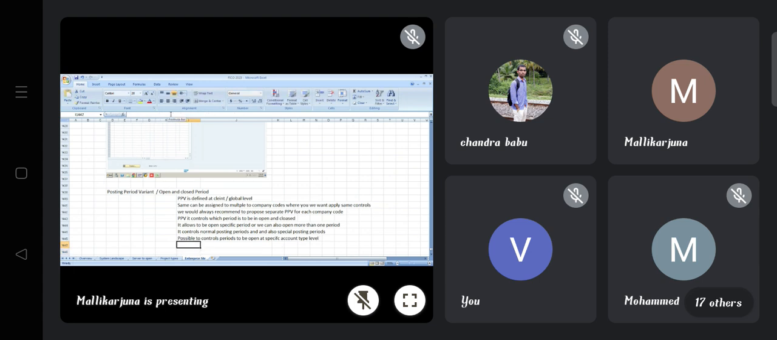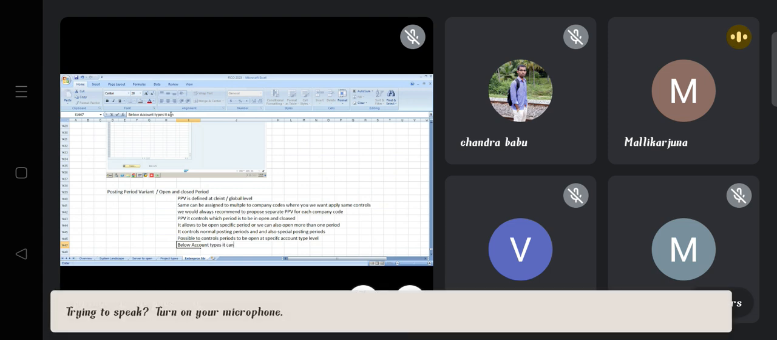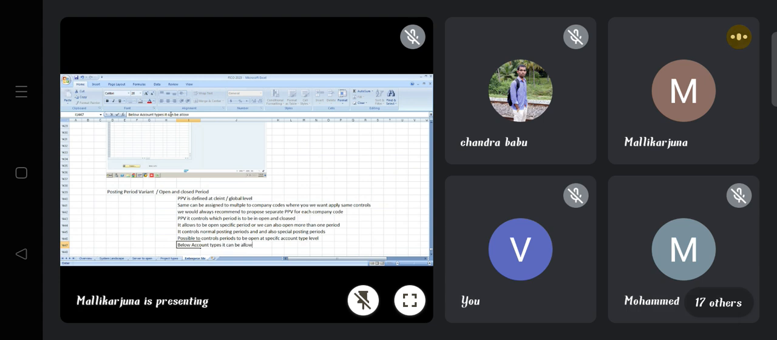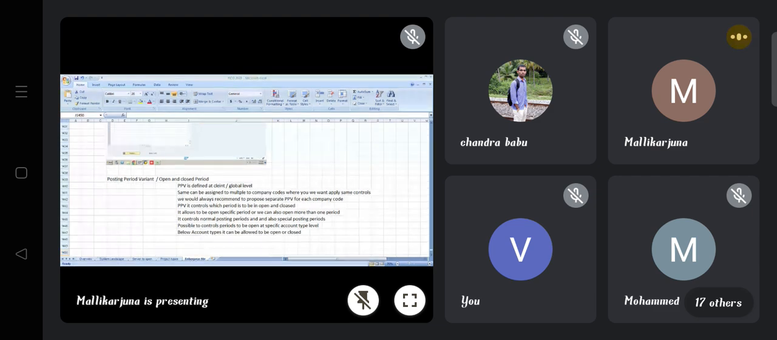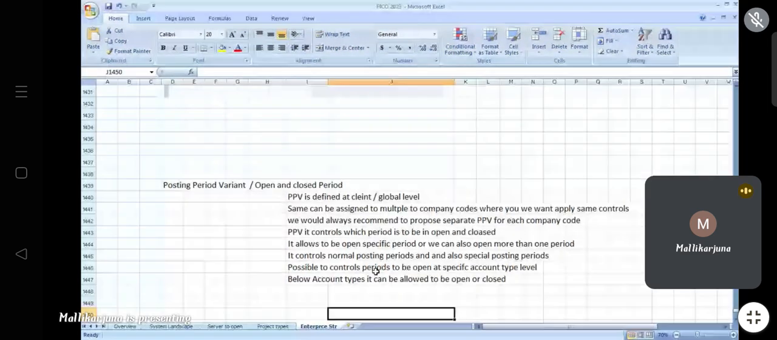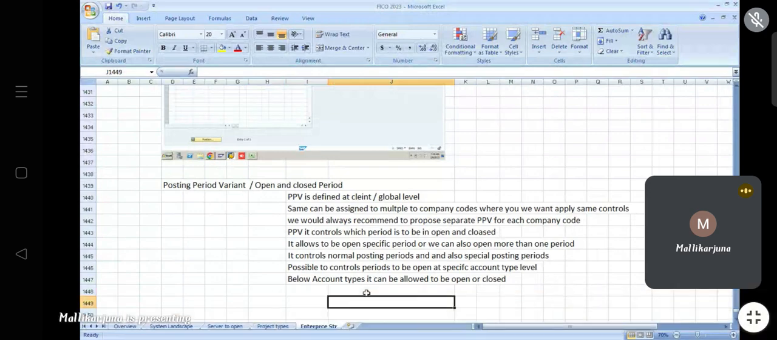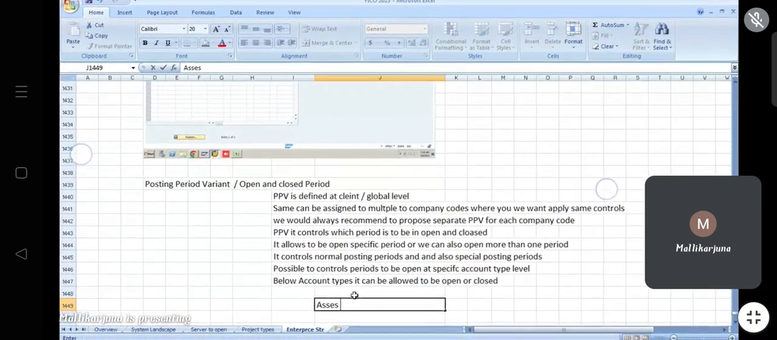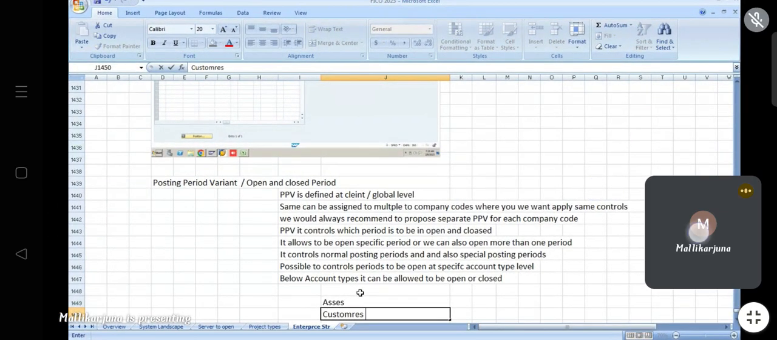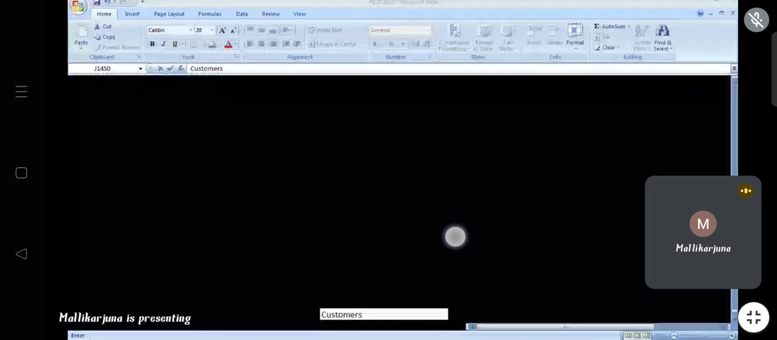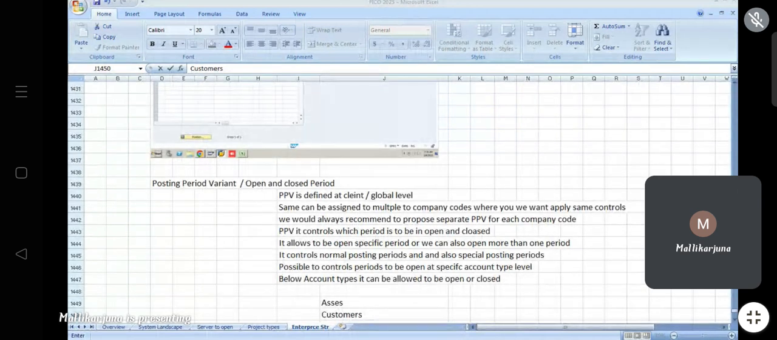So the below account types can be allowed to be open or closed. We can control at assets level, customers and the other account types. Let us see that in OB52. Okay, this is the screen.